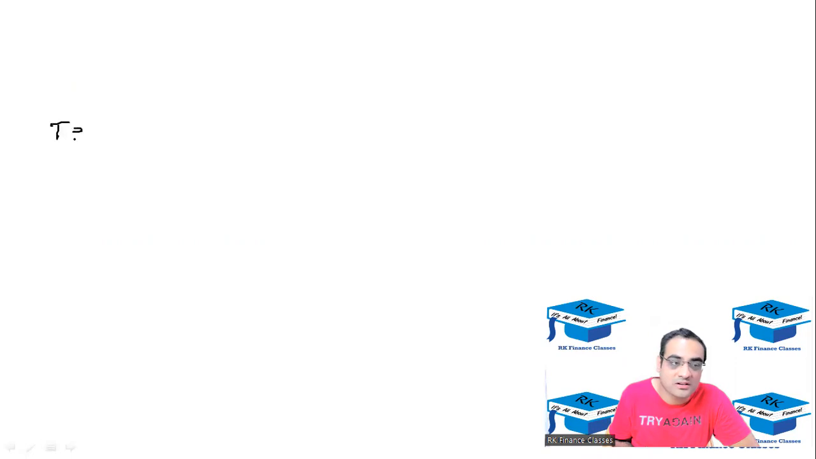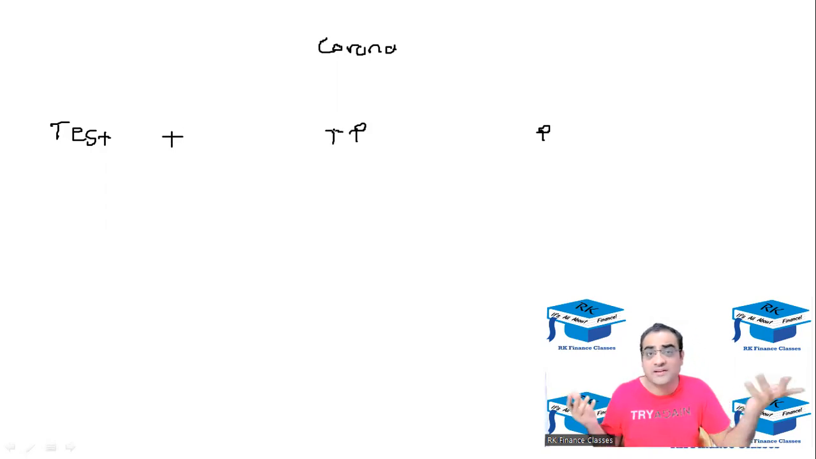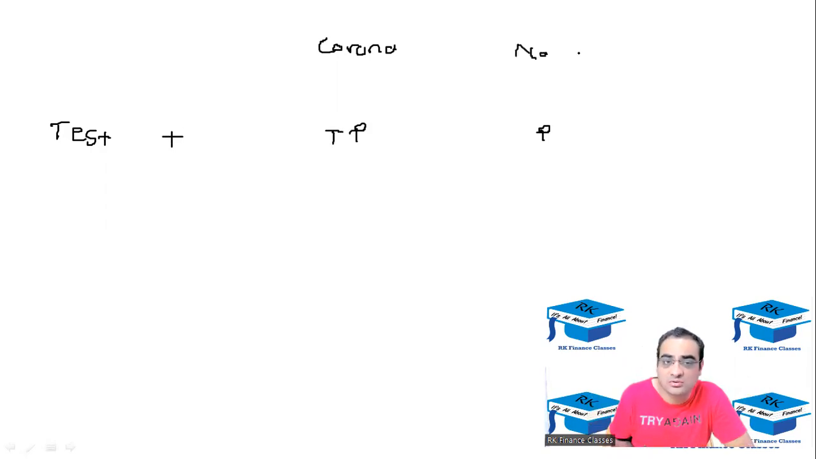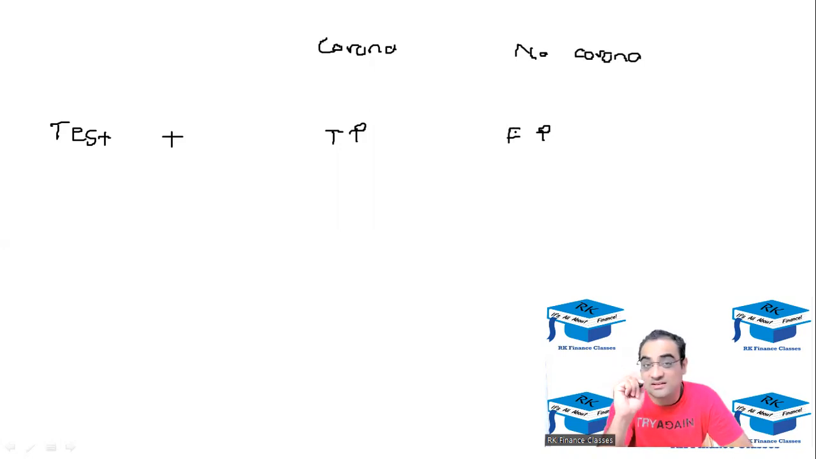If I go for a Corona test and the test says it is positive, and then I realize that I actually have Corona, so actual Corona is there, then we used to call it a true positive. And sometimes the test is positive, but I don't have any symptoms, I don't have Corona. In that case, the test which came out positive was a wrong positive. I don't have Corona, but the test is still giving positive. So that used to be called a false positive. I hope that you are able to recollect this term.